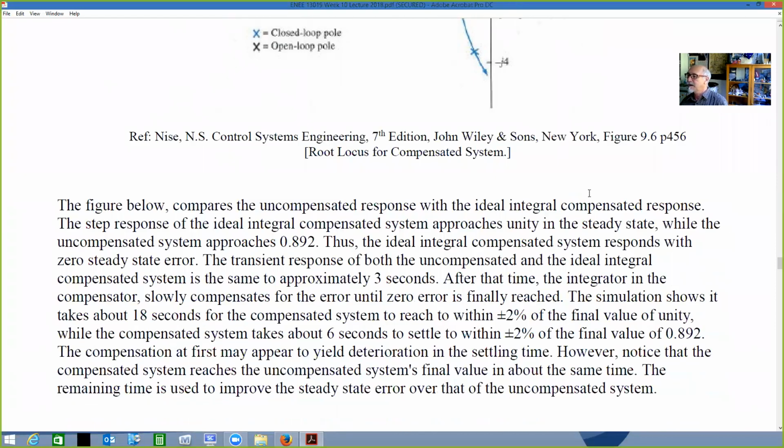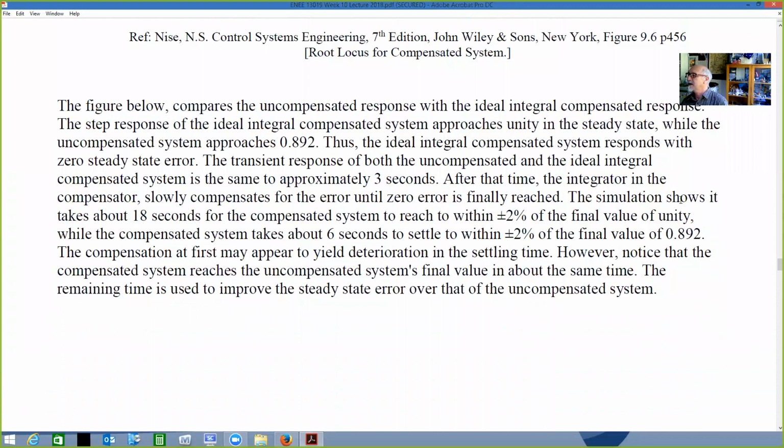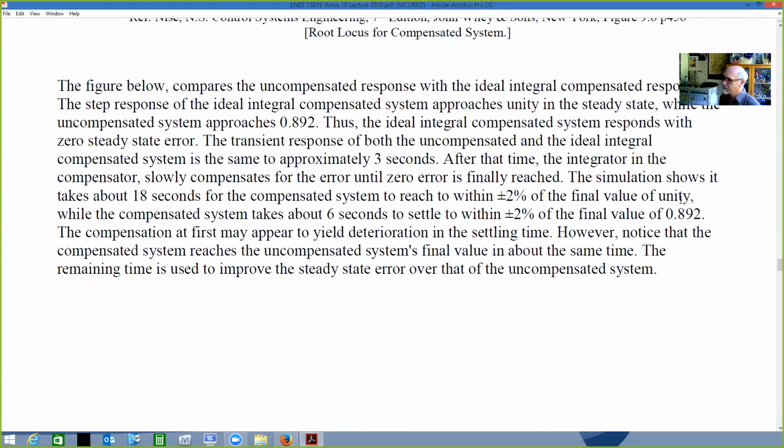So the figure below compares the uncompensated response with the ideal integral compensated response. The step response of the integral compensated system approaches unity in the steady state, while the uncompensated system approaches 0.892, as we calculated. Thus, the ideal integral compensated system responds with zero steady state error. The transient response of both the uncompensated and the ideal integral compensated system is the same to approximately 3 seconds. After that time, the integrator in the compensator slowly compensates for the error until zero error is finally reached.